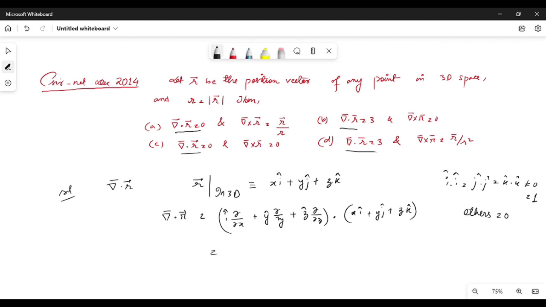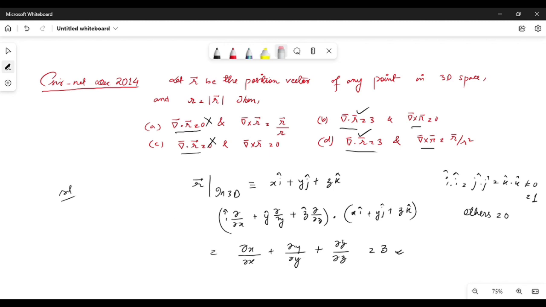So if you solve it out, it will be del x by del x plus del y by del y plus del z by del z. So this is nothing but 3. So you may see that already options A and B are wrong because it is 0. I am clear that out of B and D, one option is correct. Now I have to find the curl of R, that is del cross R. So let me find this out.